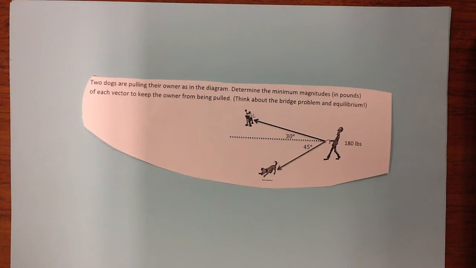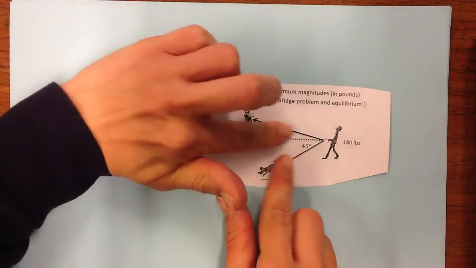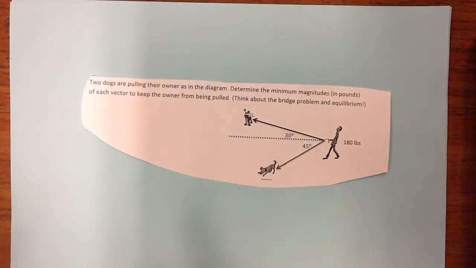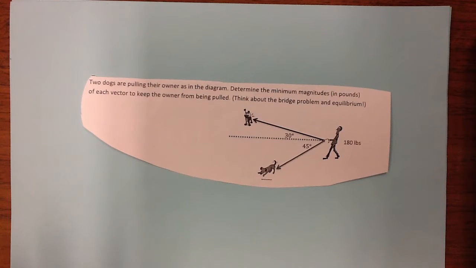Scenario: two dogs are pulling their owner as in the diagram. Determine the minimum magnitudes in pounds of each vector to keep the owner from being pulled. What's happening here is the dogs are both pulling in the opposite direction of the owner, and no one is moving. We have to think about everyone being gridlocked. No one's moving, everyone's pulling with all their might, and the dogs aren't moving and the owner's not moving.